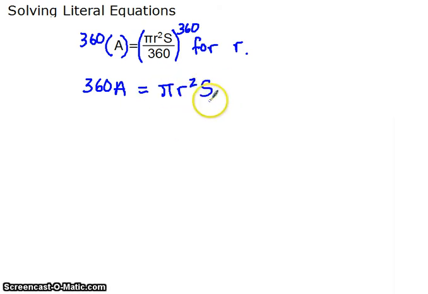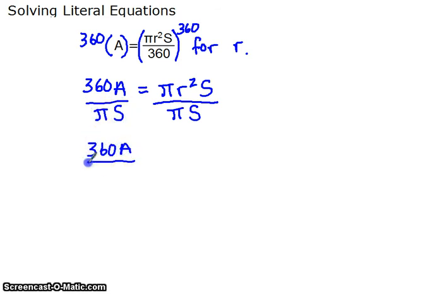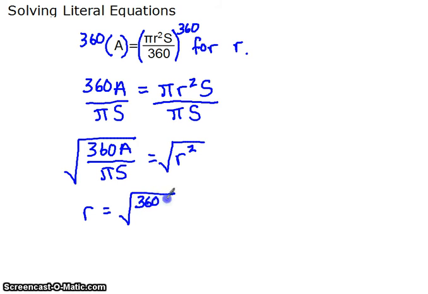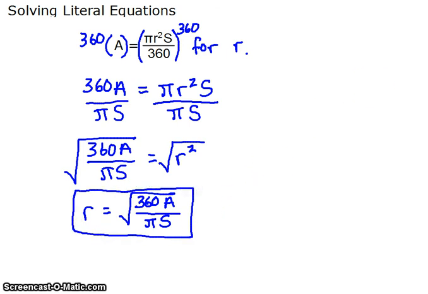Okay, since everything's being multiplied here, I just need to divide by the stuff I don't want to stay there. So I don't want the pi to stay there. I don't want the S to stay there. So those will cancel out. Do the same thing over here. So I have 360A over pi S equals R squared. And now to get R by itself, we need to square root both sides. So R equals the square root of 360A over pi S. Alright, and that's it.